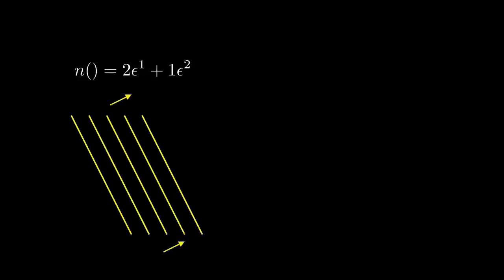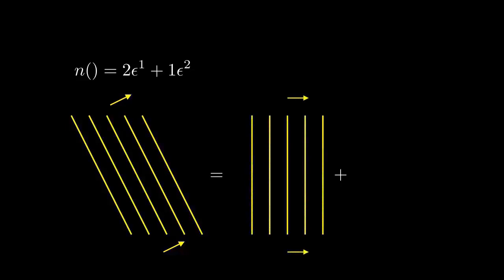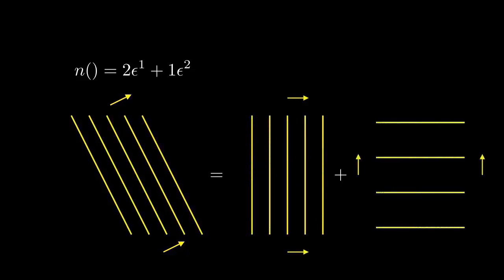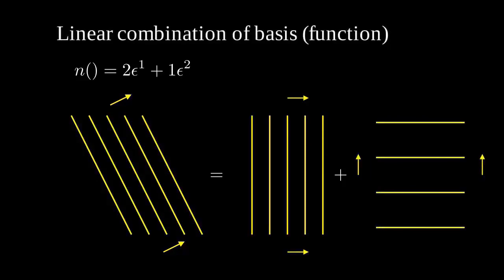Now you can write the normal function as a linear combination of the bases. Here is a normal function and its visualization. If you decompose it into x and y directions, this is the x component, 2 times epsilon 1. This is the y component, 1 times epsilon 2. This is the linear combination representation of the normal function.